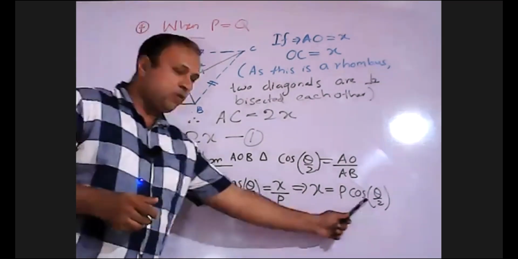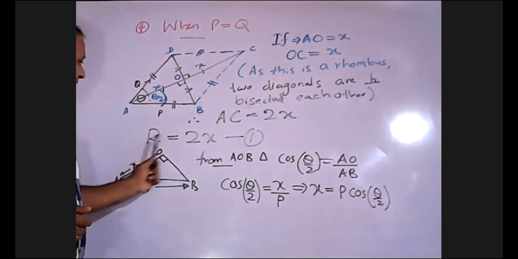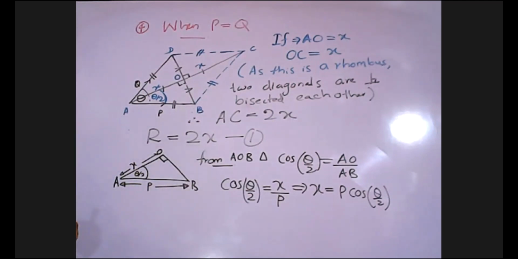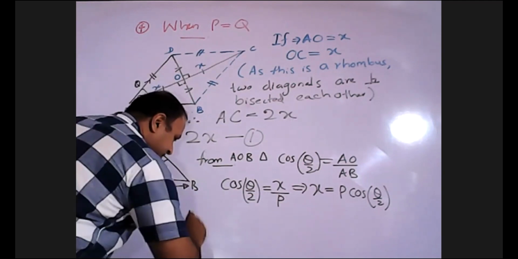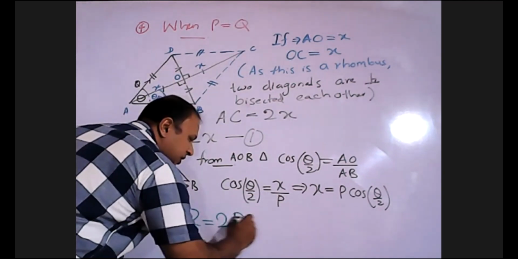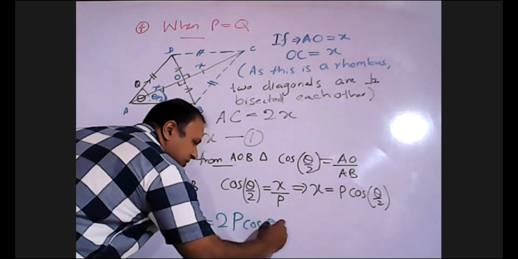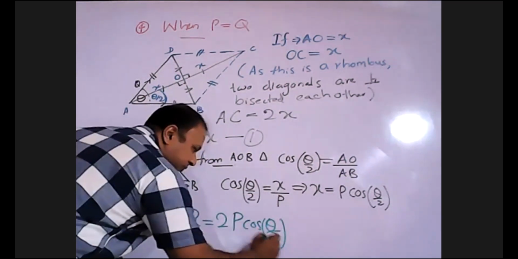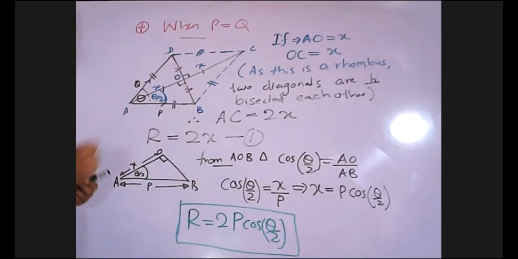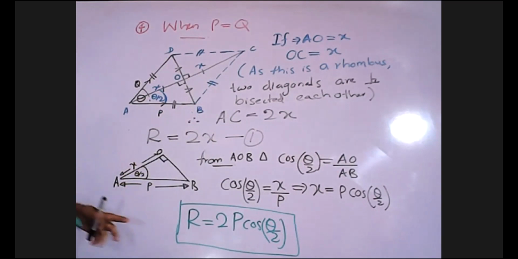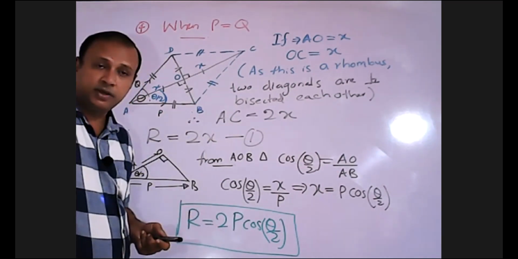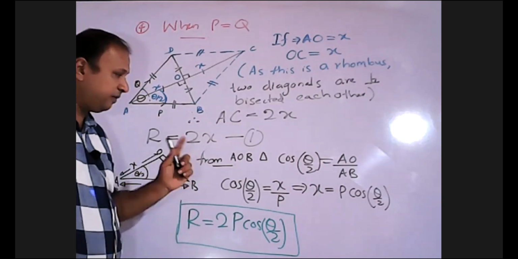If X is equal to P cos theta over 2, R is equal to 2 times X. Therefore, R is equal to 2 times P cos theta over 2. Look at this. This is a very important equation. You can use this equation in MCQs. Okay. Very important equation.